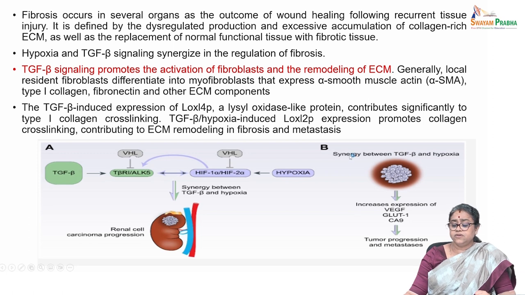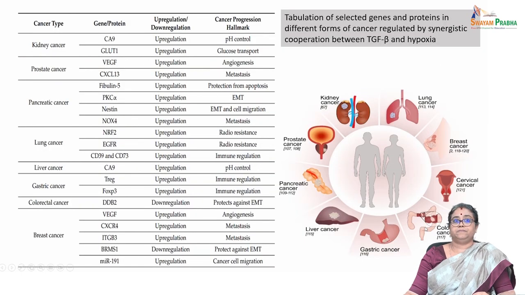renal cell cancer progression. So, the synergy between TGF-beta and hypoxia will increase a lot of gene expression like VEGF, the vascular endothelial growth factor, which means there is a greater number of blood vessels, GLUT1, and carbonic anhydrase 9. All this is increased due to TGF-beta, and this will in turn play a role in tumor progression and metastasis.